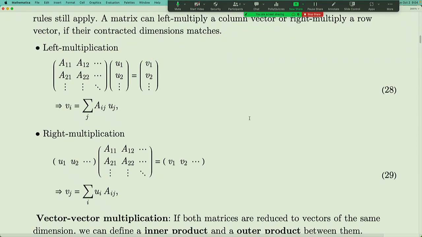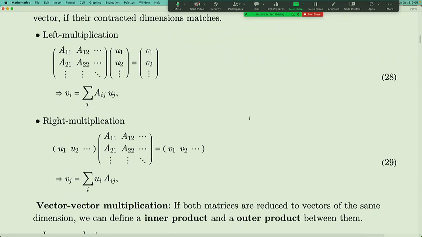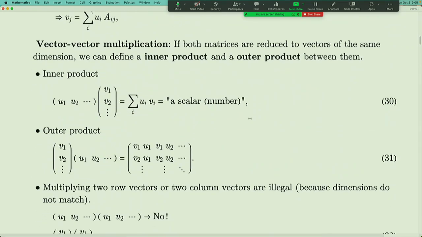And then there's also right multiplication. This is called left multiplication because the matrix multiplies the vector from the left-hand side, and right multiplication is the matrix on the right. Right multiplication applies to a row vector multiplied with a matrix, and the result is still a row vector. You can also have vector-vector multiplication, which is basically what we know as the inner product.